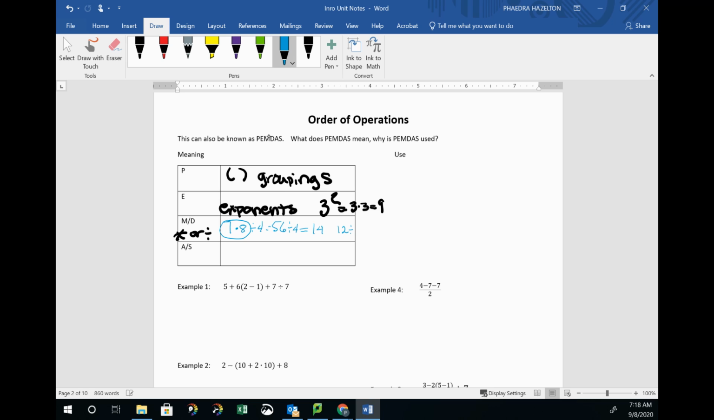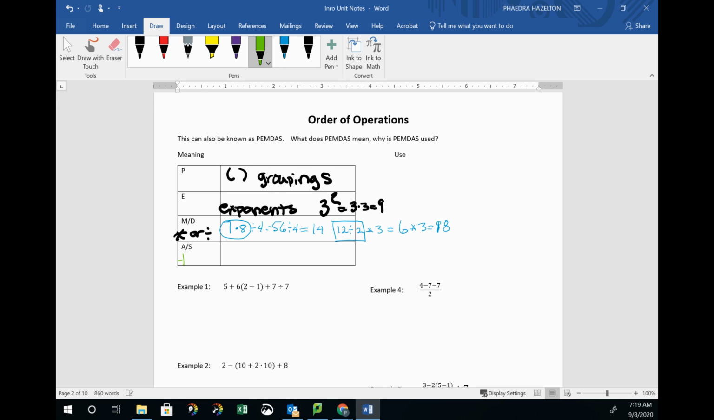Or you can have 12 divided by 2 times 3. What we would do first is divide 12 by 2. So this would be 6, and then times 3, which is, not 9, 18. Wow.